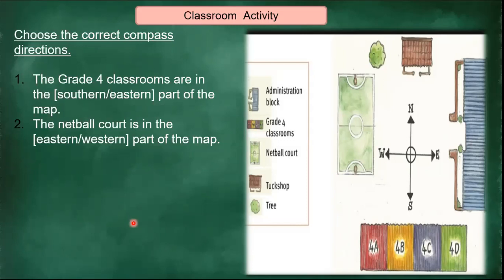We have Fox. It's on the western part of the map. Here is the answer. Here it is, the netball court. We looked at the symbols here that we learned about last week, and then we identified it here. Thank you, Fox.